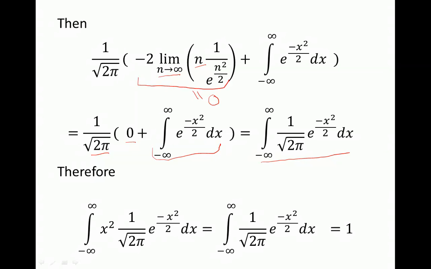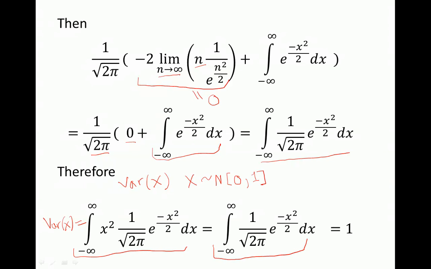So remember, what we were deriving is the variance of x when x is normally distributed, and we assume that the mean was 0 and sigma squared was 1. So remember, this is a specific case, not a general case. So we found that in this case, the variance of x equals this expression, and we just evaluated it and found that it equals this integral.